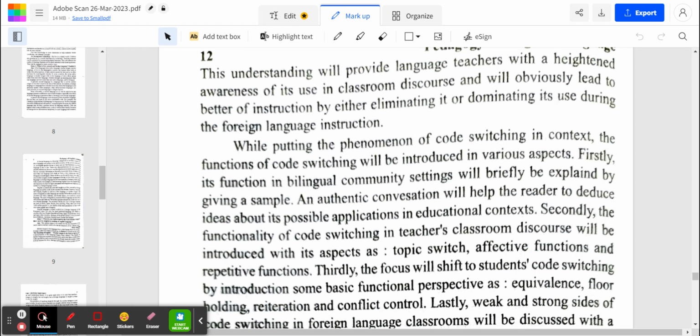Its use differs for different levels of instruction. While putting the phenomenon of code switching in context, the functions of code switching will be introduced in various aspects. Finally, its function in a bilingual setting will briefly be explained by a given example. Authentic conversation will help the reader to gain ideas about its possible application in an educational context.